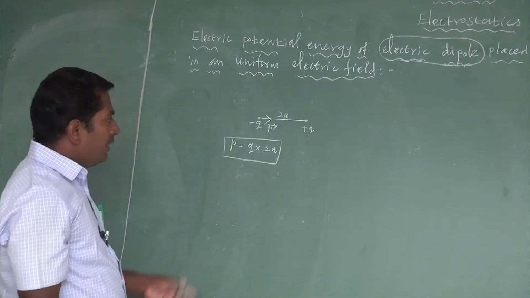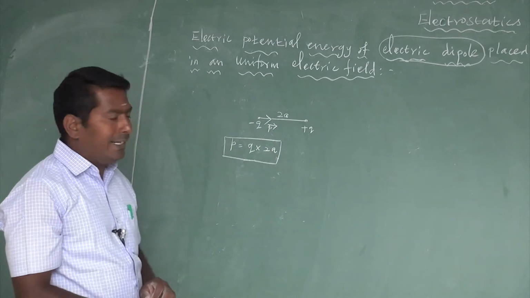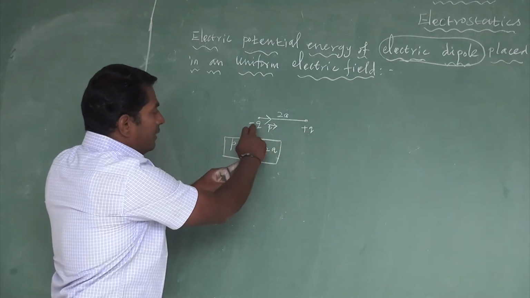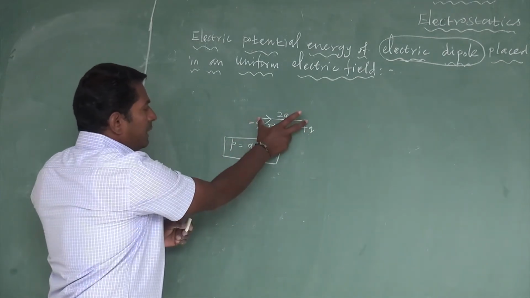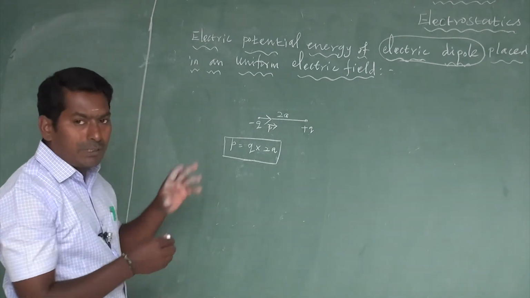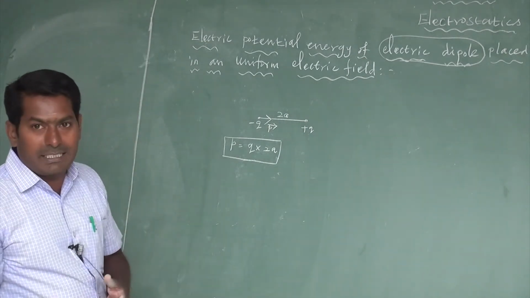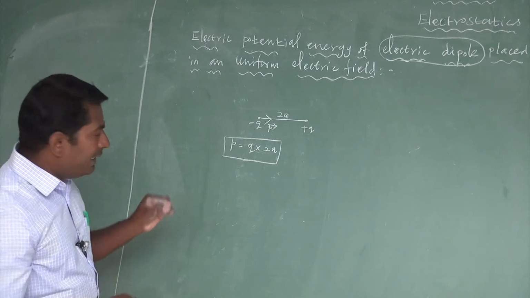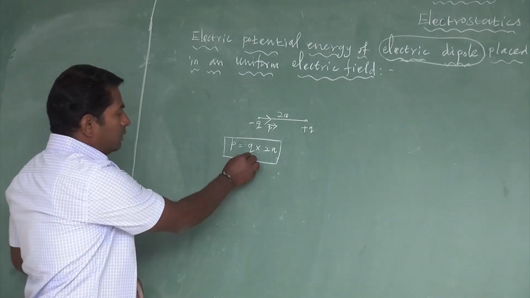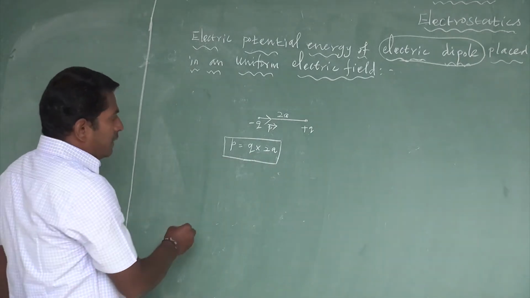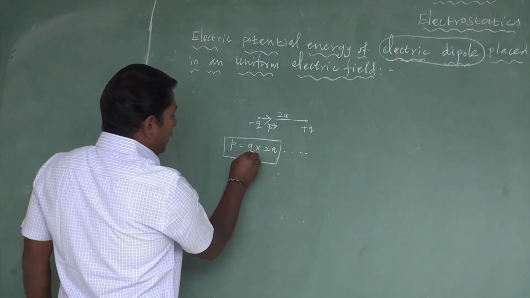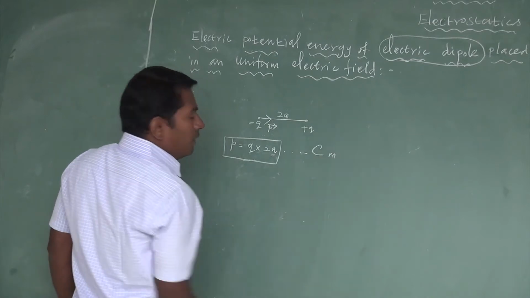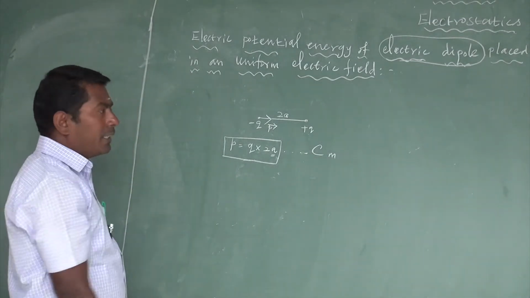This is a simple arrangement of an electric dipole, a system of two equal magnitude and dissimilar charges separated by a very small distance 2a. There are many examples of electric dipoles; you saw them in previous video classes. So the electric dipole moment magnitude P is equal to q into 2a. The SI unit of electric charge is coulomb and the dipole distance unit is meter, so coulomb meter is the unit of electric dipole moment.